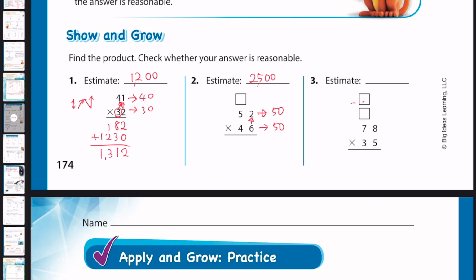Now let's find out the actual product using regrouping strategy. I'm going to start with ones and ones place. So 6 times 2, 12. I'm going to carry 1 up. And then second, 6 times 5 is what? 30. And then 30 plus 1, 31.